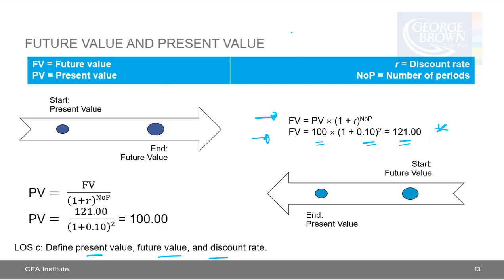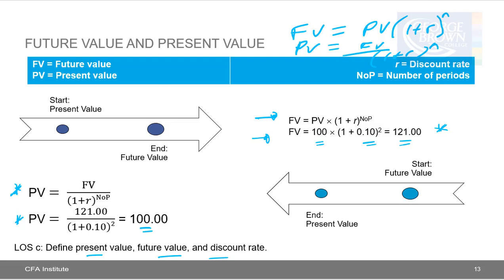So again, the formula is future value equals present value times 1 plus r to the n, okay, number of periods. So just doing some algebraic rearrangement, you can see that present value is going to equal the future value divided by 1 plus r to the n, okay? And we can see that we have the formula for present value here. It's future value divided by 1 plus r to the number of periods. So the present value of £121 2 years from now is equal to 100, okay?